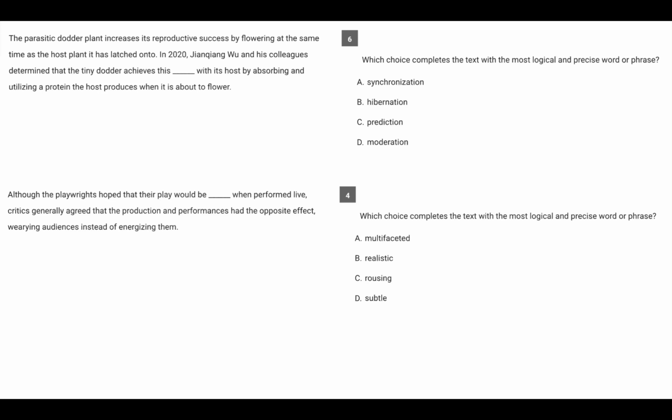So they hoped that it would energize them, but it was wearying them instead of energizing them. I don't know what wearying means, but I know that it is the opposite of energizing them. And by just logically thinking, I know that the playwrights hoped that their play would be energizing when performed live. So we need to find an answer choice which is similar in meaning to energizing. And it is C, rousing, because rousing means energizing.